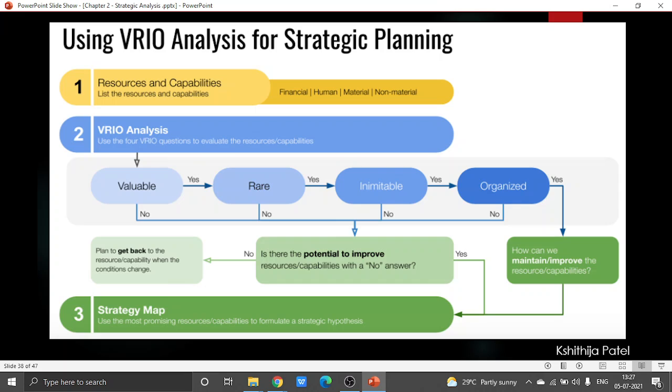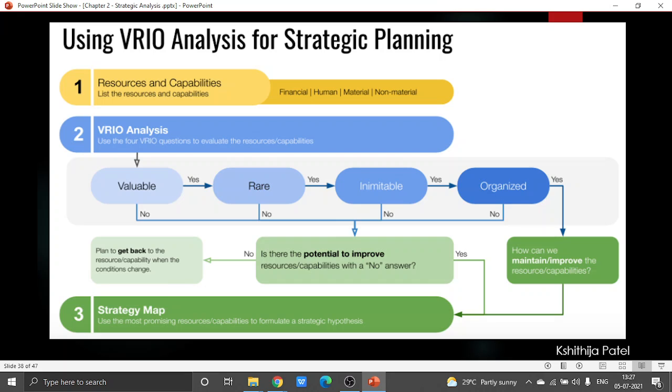Coke's brand name is valuable, but most of Coke's competitors, such as Pepsi or any other brand, also have a widely recognized brand name. So this makes the name of Coke valuable but not rare. Of course, Coke's brand may be the most recognized, but that makes it more valuable, not rare. So that is one example.